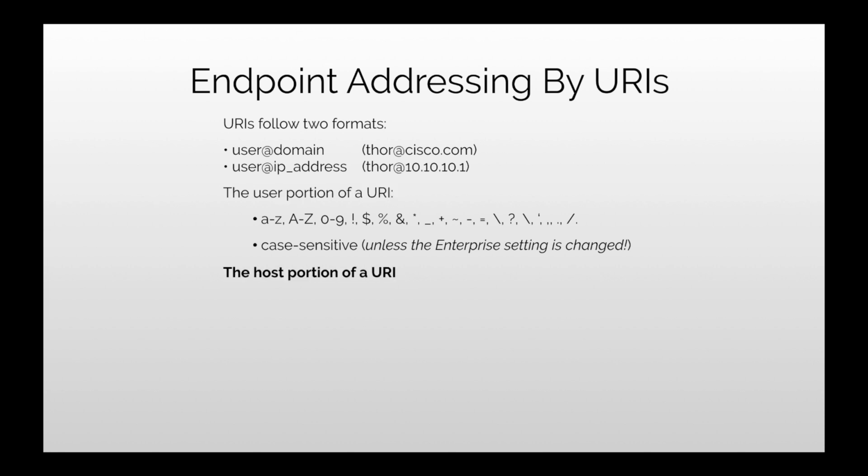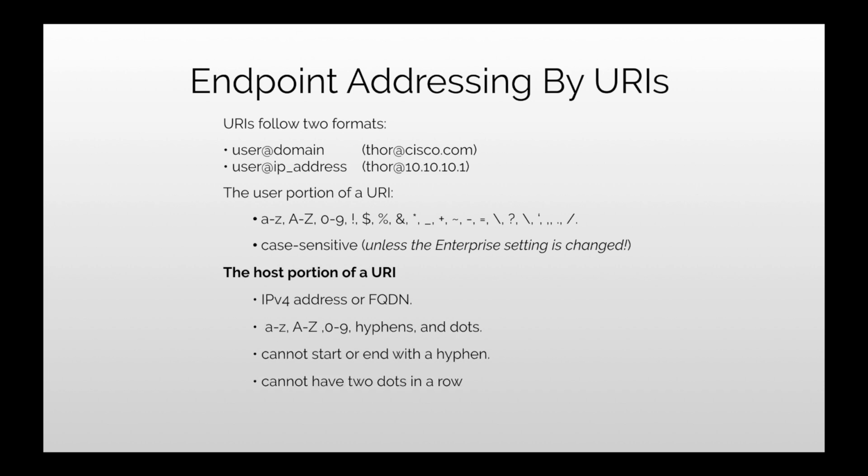Okay, so the host portion, this is the portion of the URI that comes after the at symbol. As you can see in the example above, the host portion can be in the form of an IP address or a fully qualified domain. You can use A through Z, upper and lower case, numbers, hyphens, and dots. However, the host portion cannot start or end with a hyphen. You can't have two dots in a row, and you need a minimum of two characters. And of course, the host portion is not case sensitive.